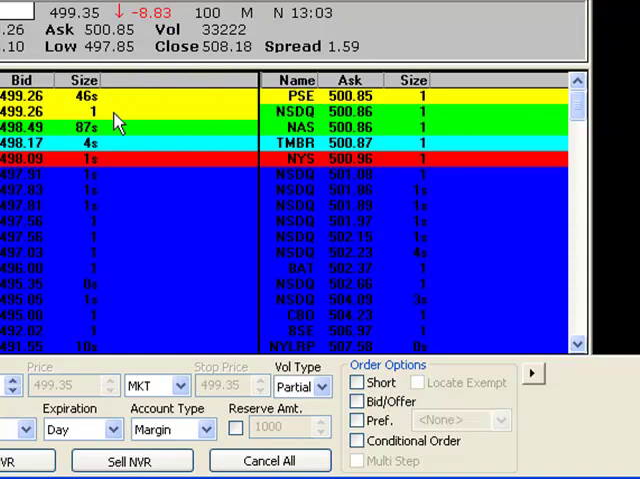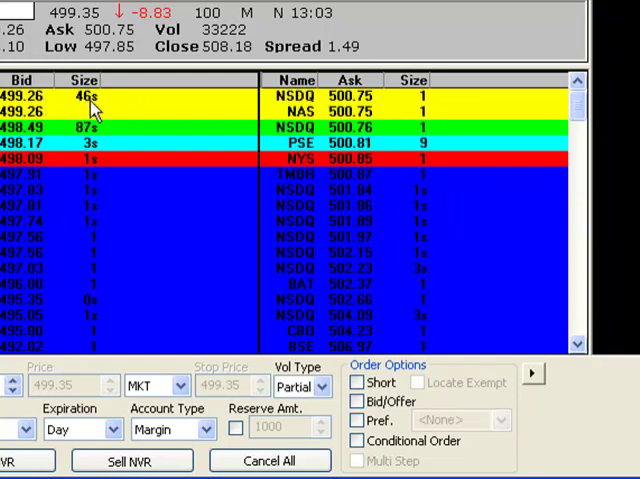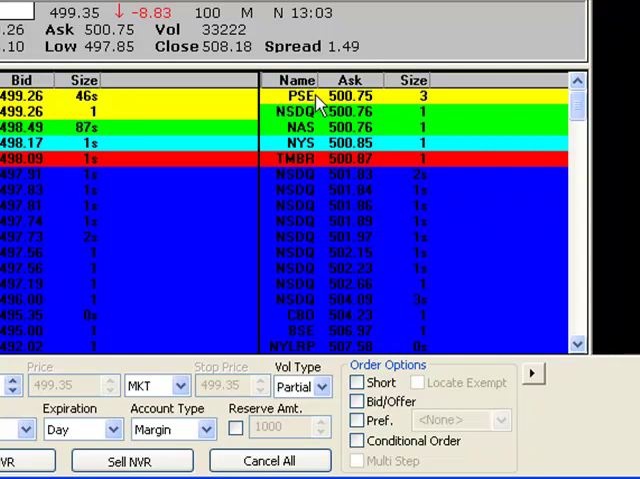NVR. Okay, here's a stock that trades 33,000 shares. It's $499.26 bid, and you can see there's 46 shares there bid on the Nasdaq. So that's what that S means. By $500.75 offered. So if you put in a 1,000 share market order here, there's a lot of slippage. Look at the size of that spread. It's $1.50 wide. So 1,000 shares, if you bought it even at the offer, you'd be down $1,500.